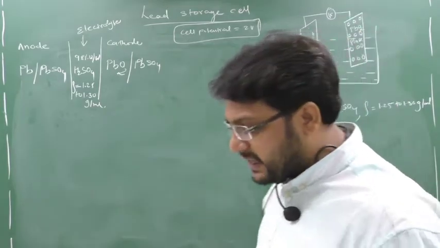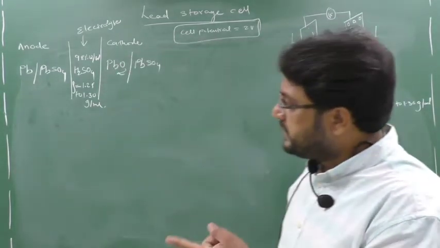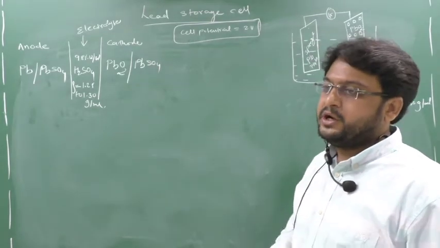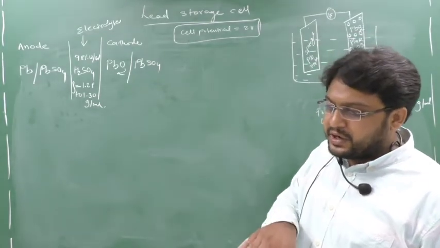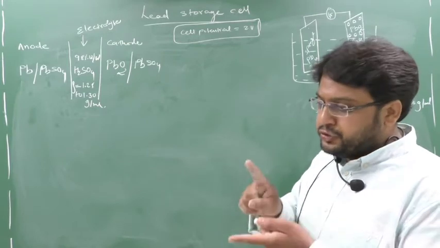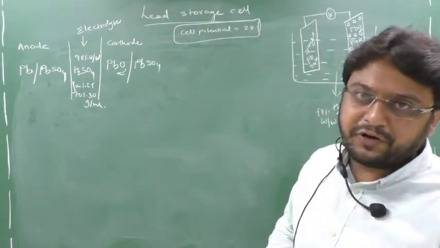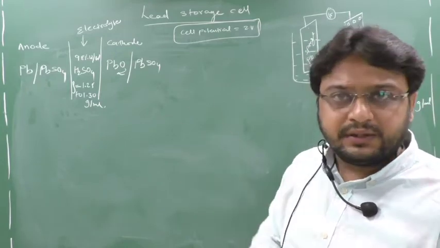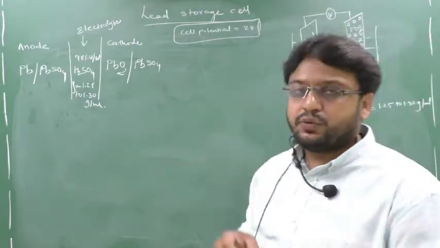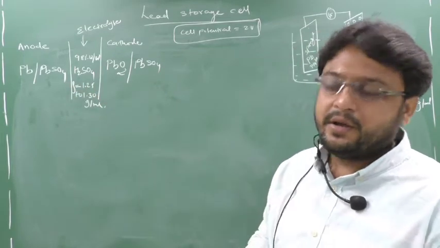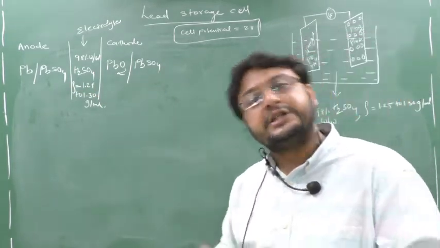Means any secondary storage cell, during discharge, first understand what you are doing. During discharge the chemical energy is converted into electrical energy. Means during discharge it acts as an electrochemical cell, because what is the definition of an electrochemical cell? Chemical into electrical. Clear? During recharge what are we doing? During recharge you are supplying the current, so chemical energy is generated. Means during recharge it is acting as an electrolytic cell.